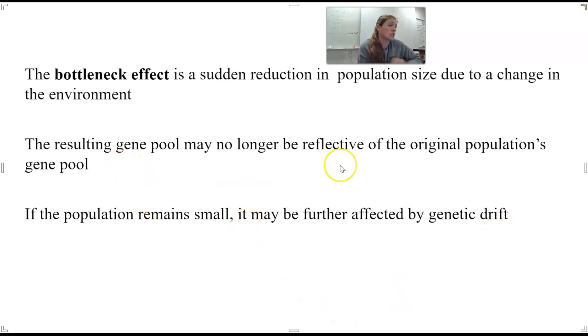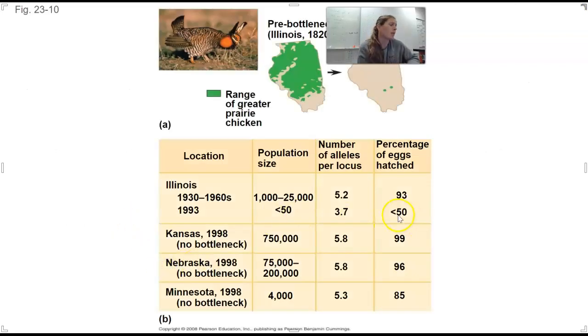Again, the resulting gene pool is going to look very different than the original because it was completely random what died off. And so because the population is small, it's going to continue to be affected by genetic drift. Now, one of the things that they like to talk about when we talk about genetic drift is because the population shrinks so much, as we evolve, the new population that is forming is going to have a lot of inbreeding. So it's going to facilitate this bad process of inbreeding.